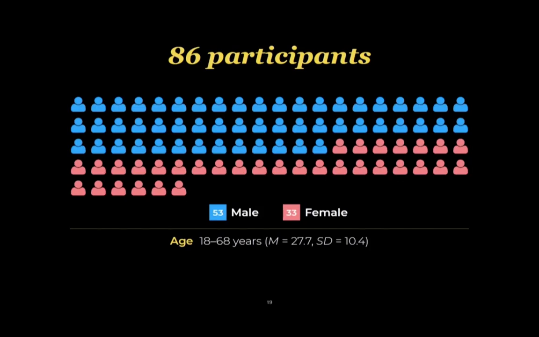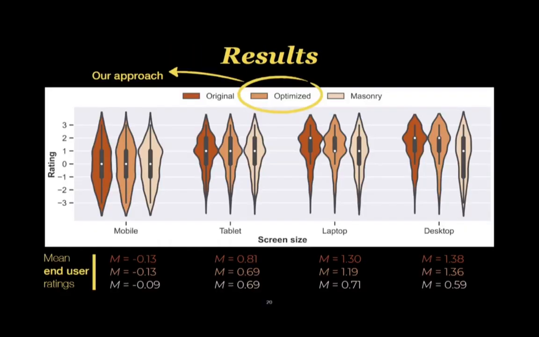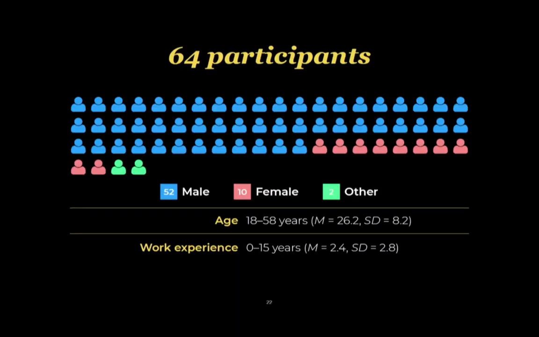In the first study with end users, we had 86 participants, 53 male and 33 female. And according to the results, our method was able to generate designs that were very close to original ones created by human designers. And they got also higher ratings compared to masonry method.